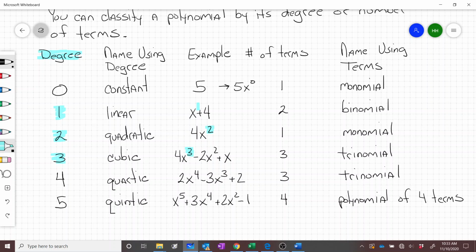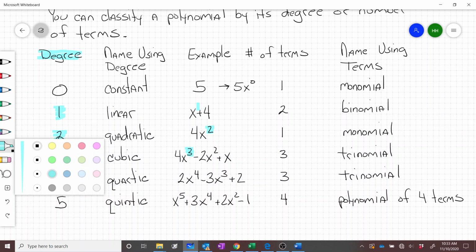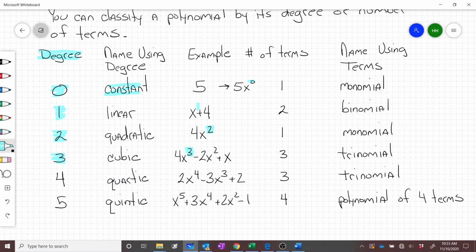But the x to the 0 is equal to 1. So this would be the same as 5 times 1, which would be 5. So this x to the 0 doesn't get written. And again, it's implied. That x to the 0 is implied. That's why this 0 degree is a constant, and it's the same as 5x to the 0 power, but it's just written as 5.